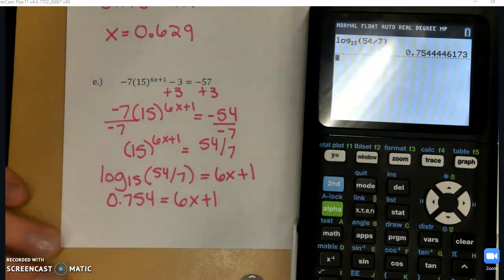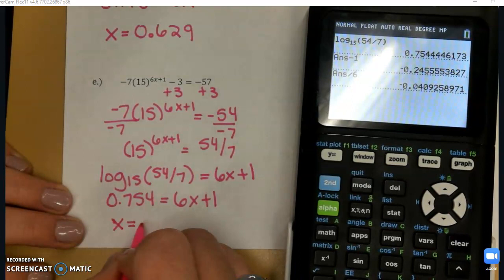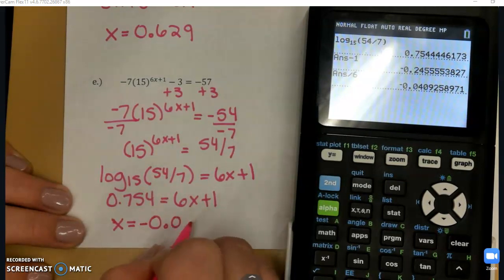Now to solve for x, I'm going to subtract 1 and divide by 6. And to 3 decimal places, negative 0.041.